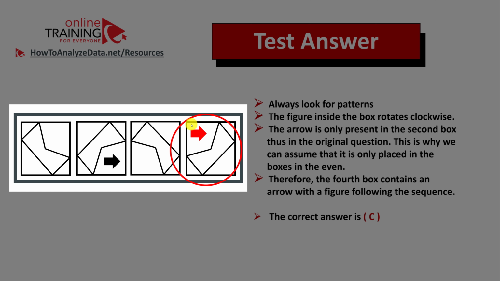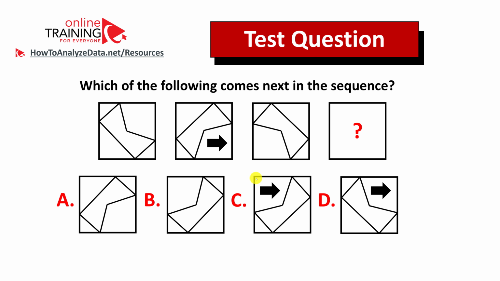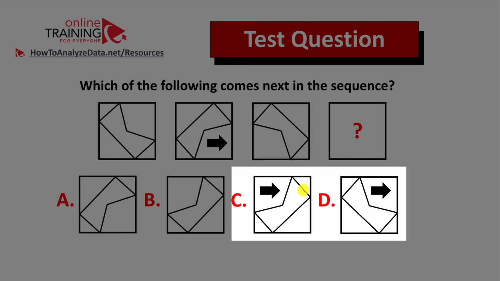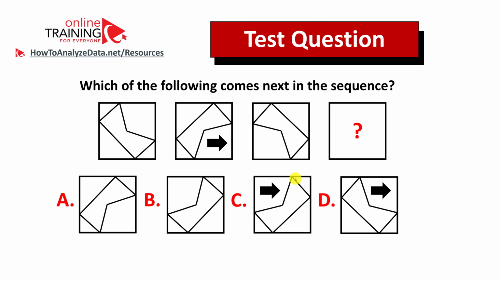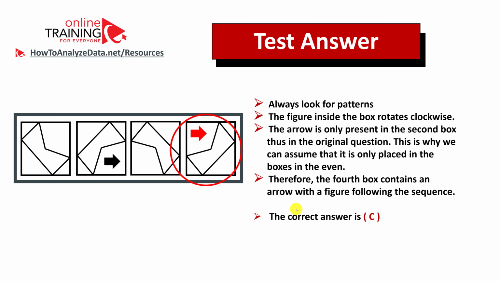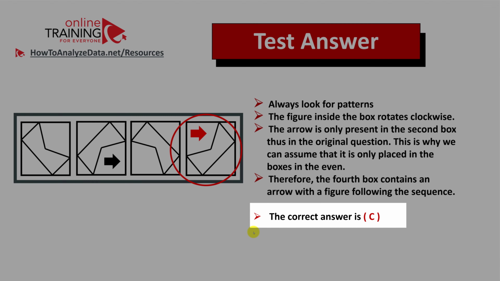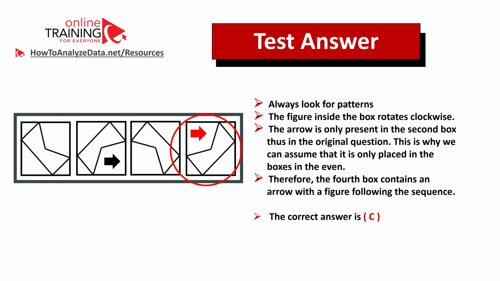Box number 4 is missing, so you can logically assume that the arrow should be present in box number 4. Among the choices presented, only choices C and D are valid because only they contain the arrow. And you need to determine the final box based on the position of the shape inside the square. So the correct answer here is choice C. Hopefully you've nailed this question and now know how to answer similar questions in the test.